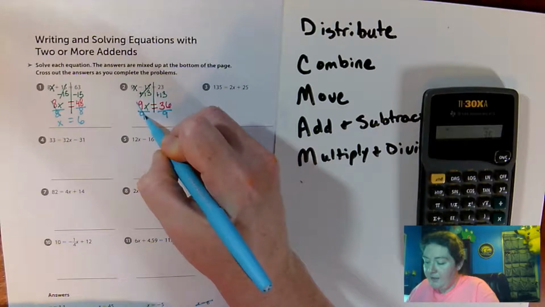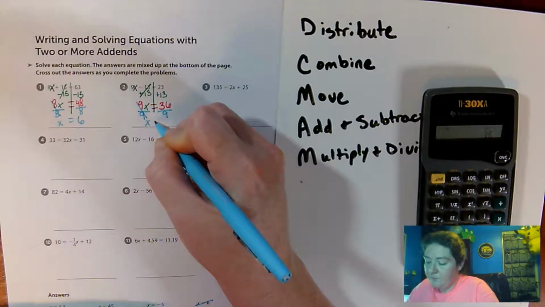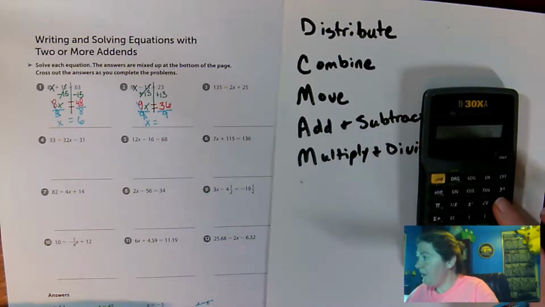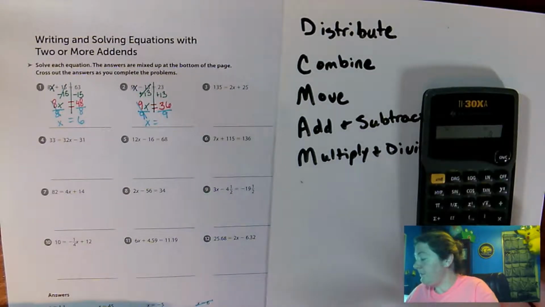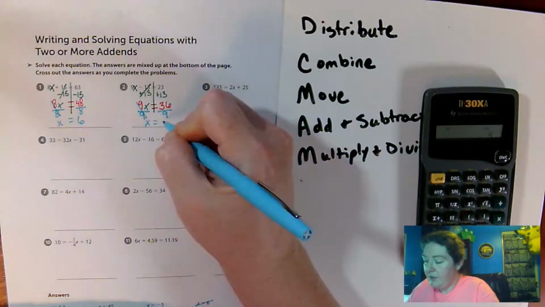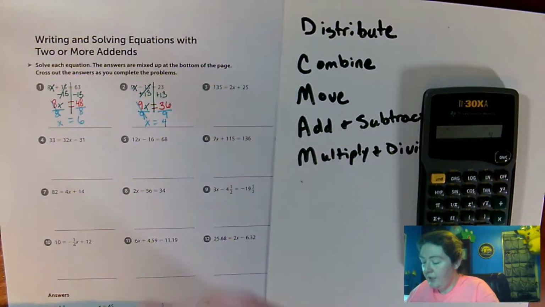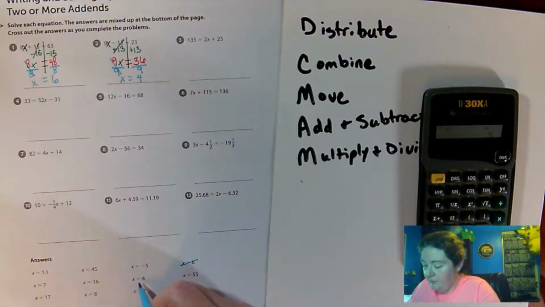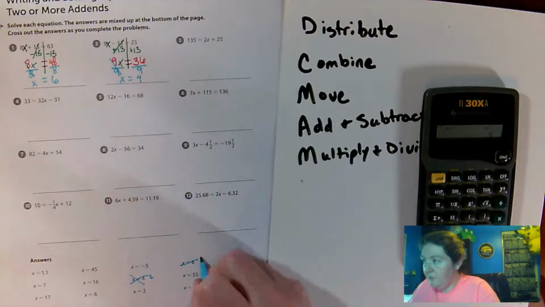My 9s cancel. I'm left with x. In my calculator, I say 36 divided by 9. That gives me 4. Let's go to the bottom and see if I find a 4. I sure do. Let's put an X on that one, and I'm going to put a 2 out here. So I know that was number 2.